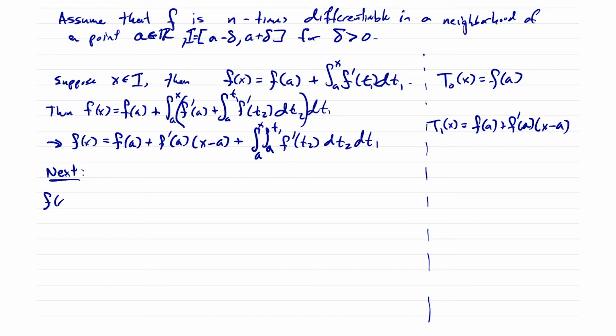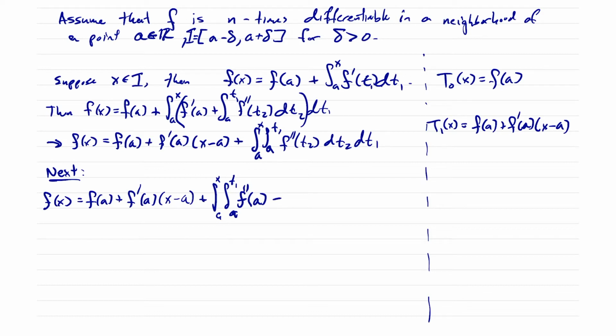Next, we have f of x is equal to f of a plus f prime of a times x minus a, plus now we have two integrals, both going from a and one going to t1 and one going to x. But now I can write this again as, using the fundamental theorem of calculus, we get f prime, oops, that should have been f double prime. Oh man, sorry about that.